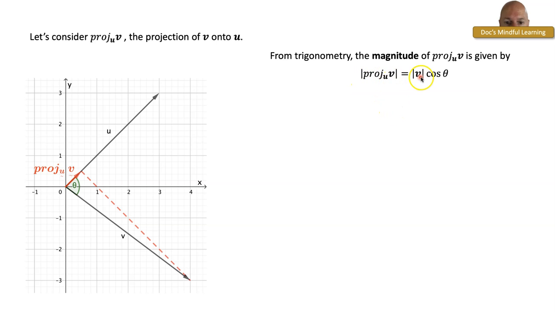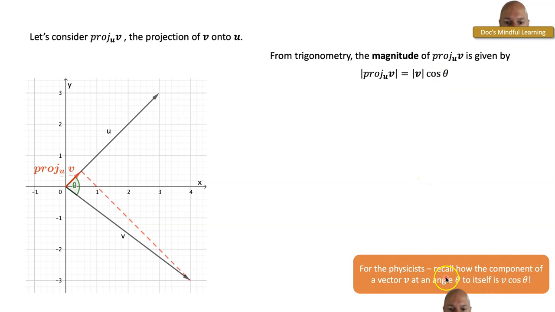So we need our magnitude signs in here. So the magnitude of the projected vector is equal to the magnitude of vector v multiplied by cos of theta, the angle between the two vectors. Now, you might remember, again for the physicists, and it's no big deal if you're not, but this is exactly how we find the component of a vector v at an angle theta to itself. It's v cos theta, which is what we've got here.